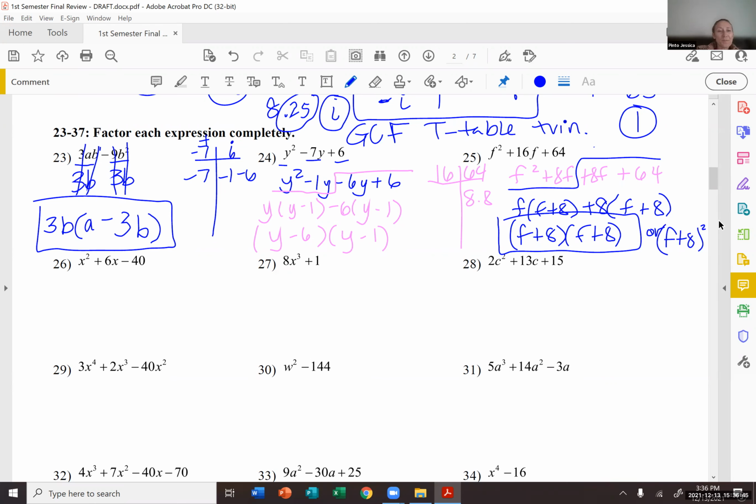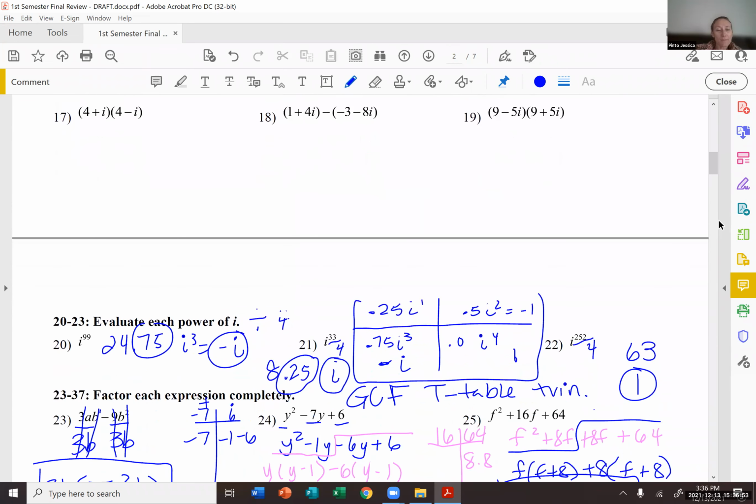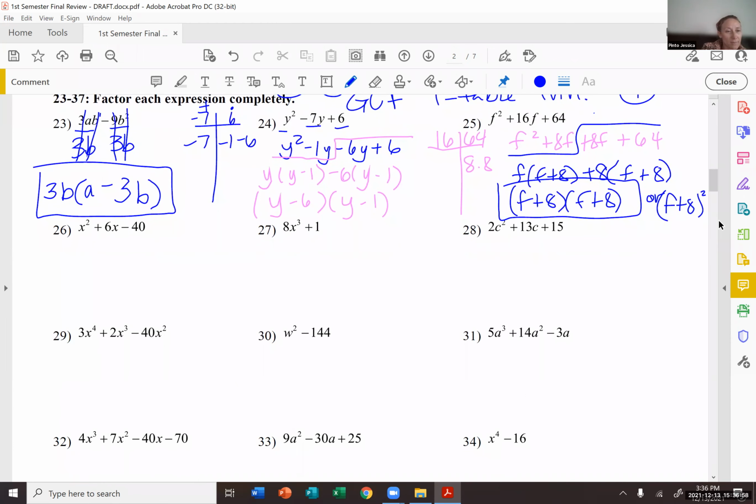All right, 26 is another trinomial. And looking at it, oops, I see a negative sign. So I've got -40. And I have positive 6. So I'm going to want 1 negative and 1 positive. 1 and 40, 2 and 20, 4 and 10. Okay, 4 and 10, they have a difference of 6. I want the 6 to be positive, so 10 minus 4.